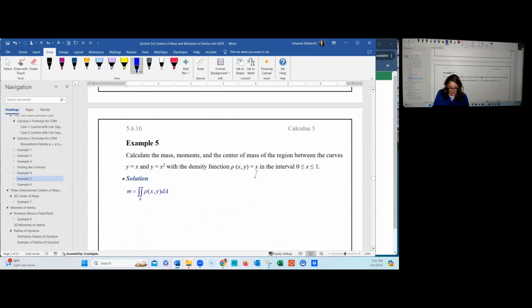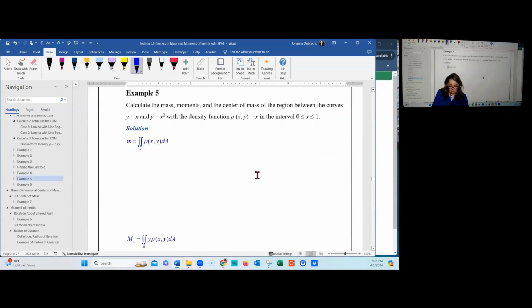Let's take a look now at the next example, which is example 5. We want to calculate the mass, the two moments, and the center of mass of the region between the curves y equal x and y equal x squared. And this time our density function is in fact just a function of x. So rho of x and y is equal to x over the interval from 0 to 1.